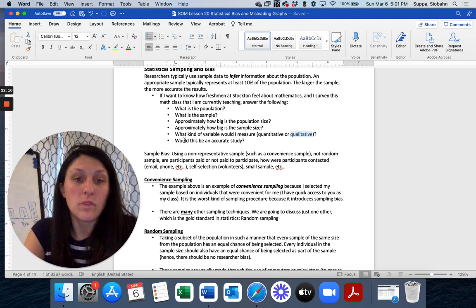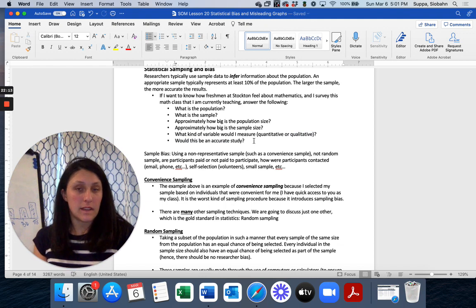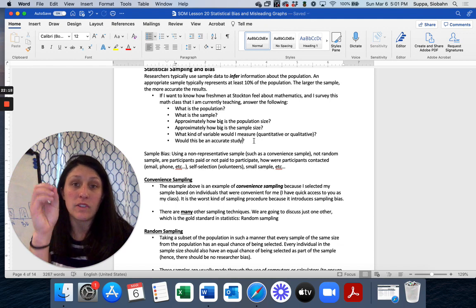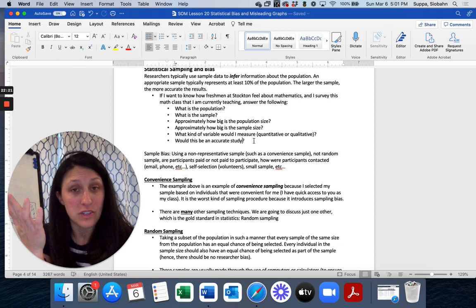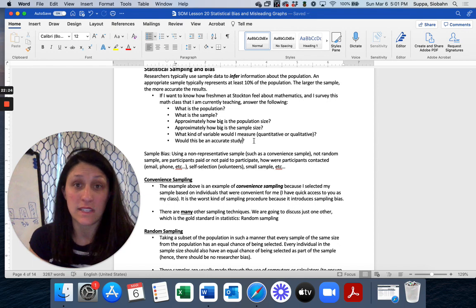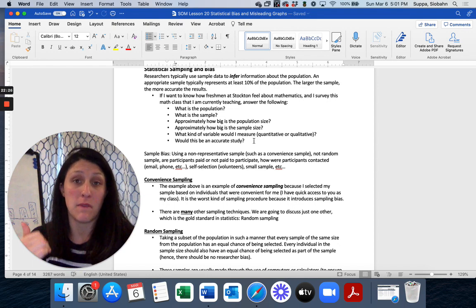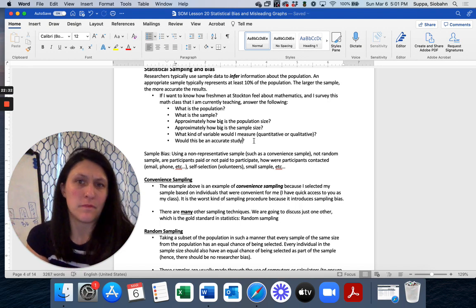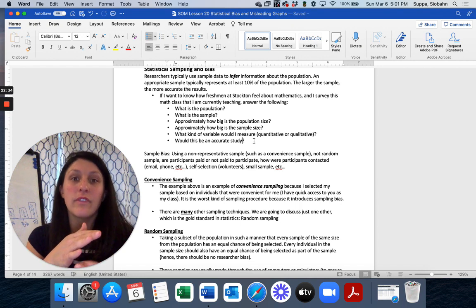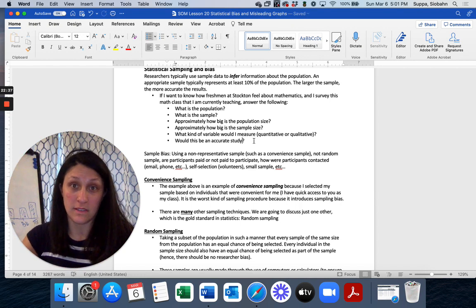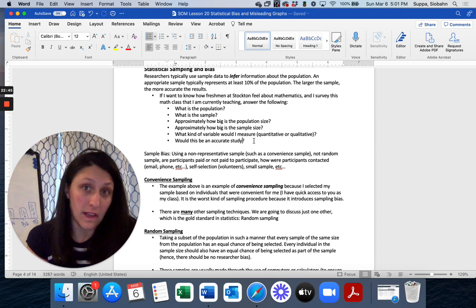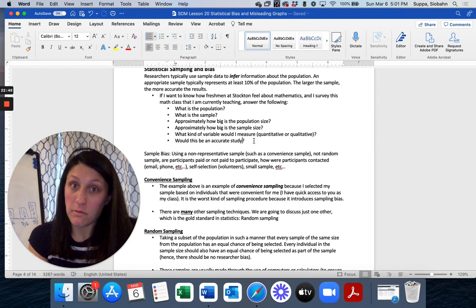And would this be an accurate study? And I would say, no, it would not be an accurate study, because I want to know how all freshmen at Stockton feel about math, and I only surveyed you. And you, unfortunately, are not representative of all freshmen at Stockton. There are some freshmen who are not in a math class. There are some freshmen who are in calculus. I'm just giving a rough idea of how varied the population is, right? So someone who's in calculus probably feels a little bit differently about math than somebody who's in an algebra class. Or maybe not, but probably.